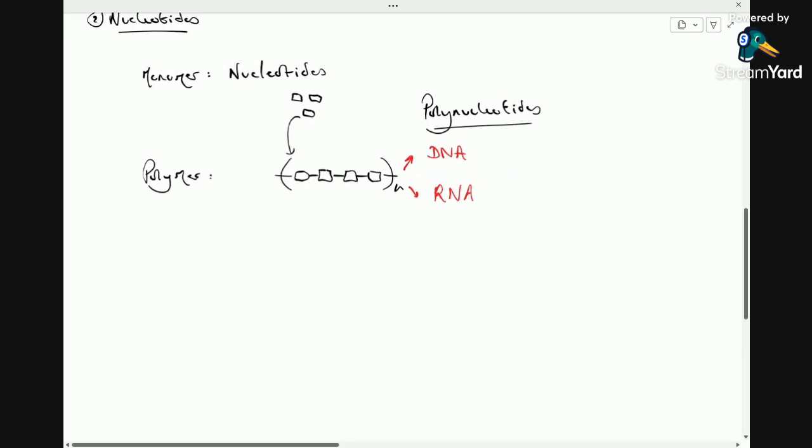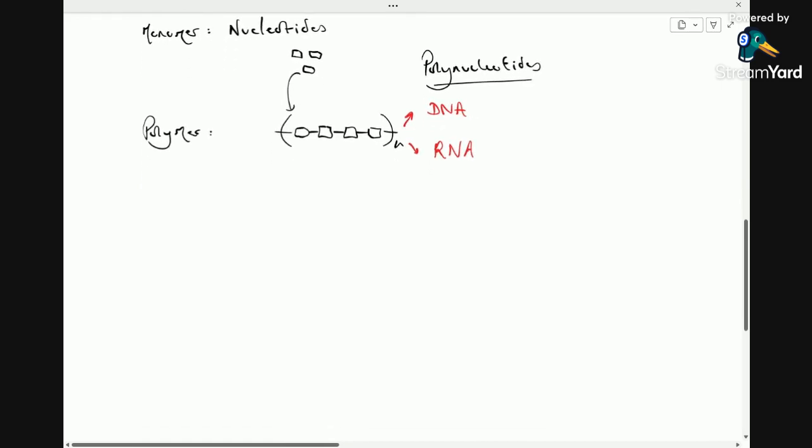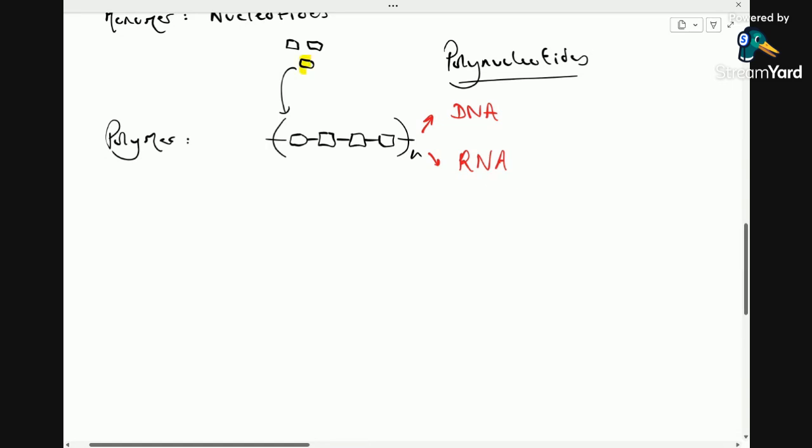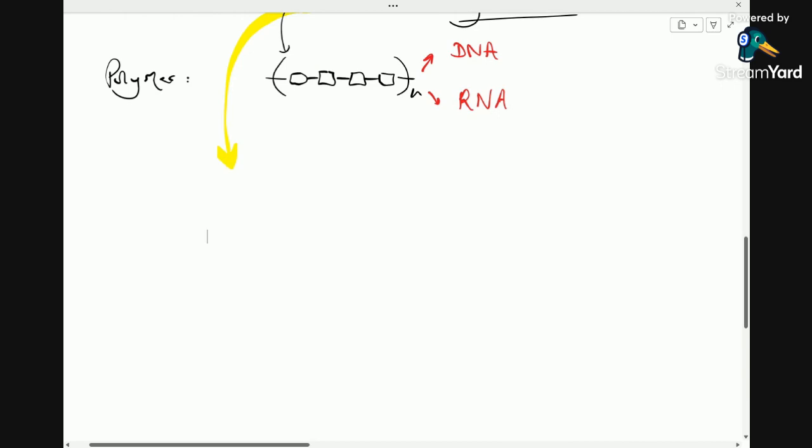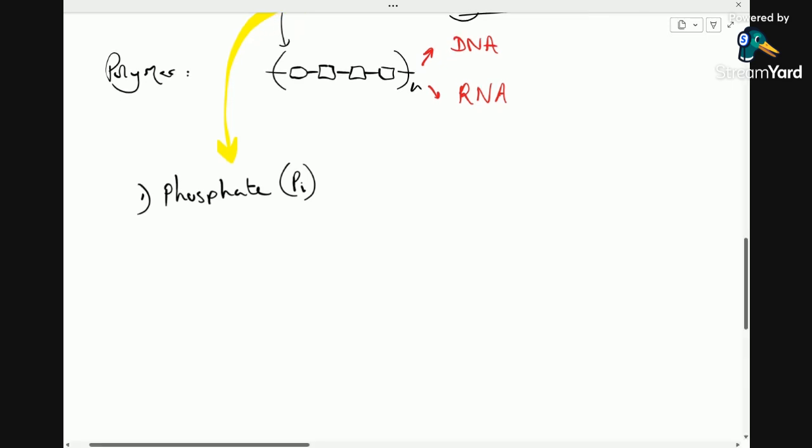These are, as the names suggest, quite chemically similar to each other. So what we're going to do is look at one of these individual building blocks. If I zoom into one of these nucleotides, what do they look like? It consists of three things. The first is a phosphate group, an inorganic phosphate, which we represent as Pi.